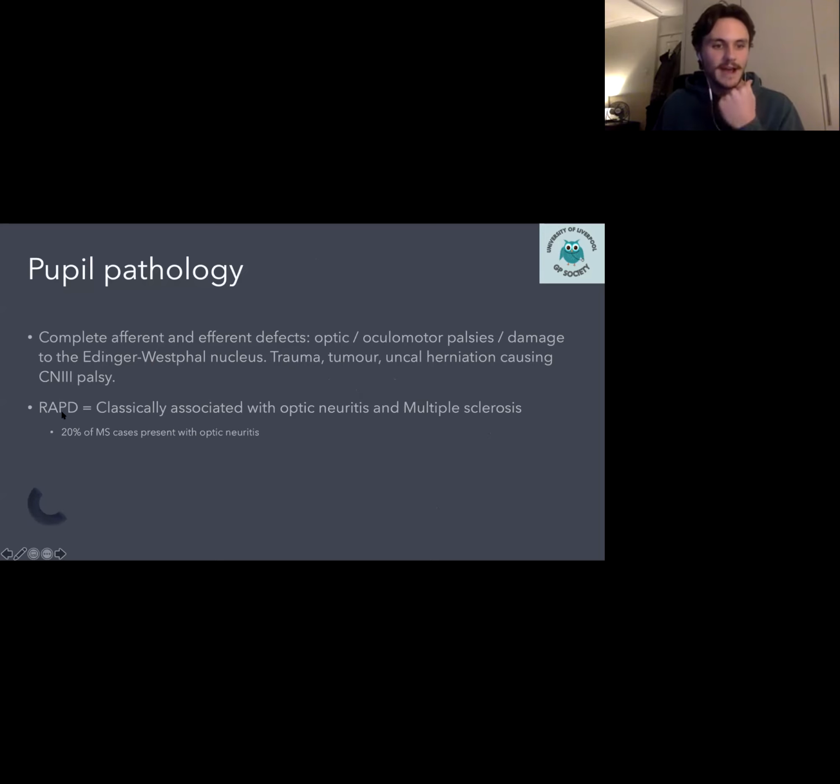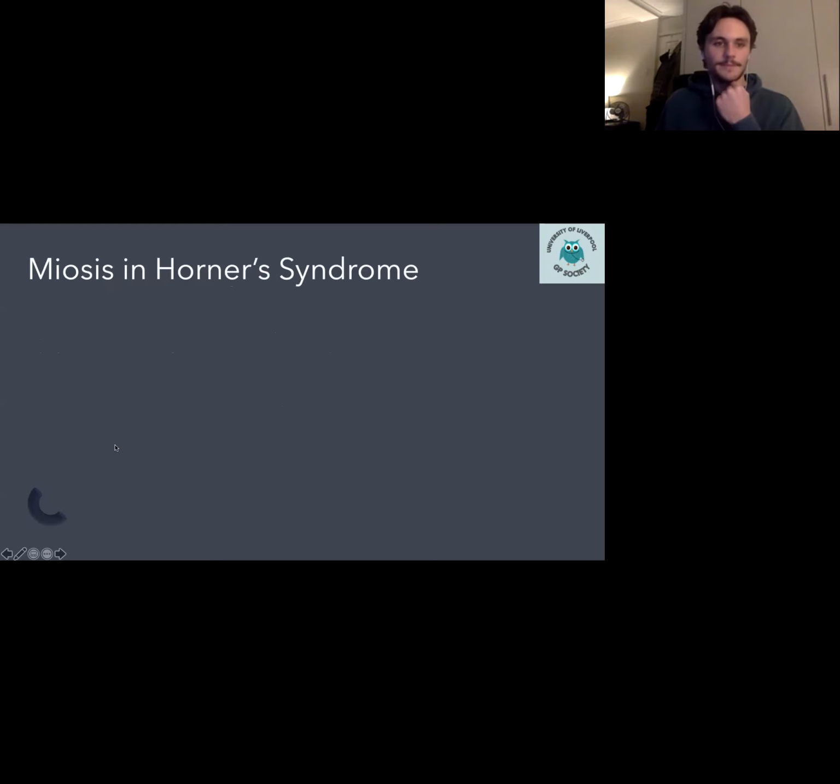RAPD, relative afferent pupillary defect, is classically associated with optic neuritis and multiple sclerosis. And in multiple sclerosis, it is an optic neuritis that presents. 20% of MS cases present with this as their first presentation. And the other pathology we should bring up is miosis, so that's failure of the pupils to dilate, right?